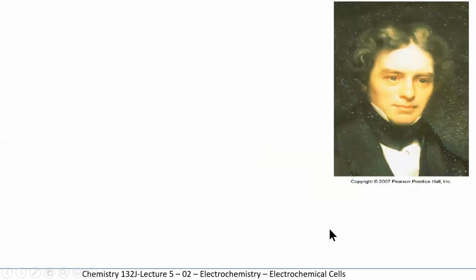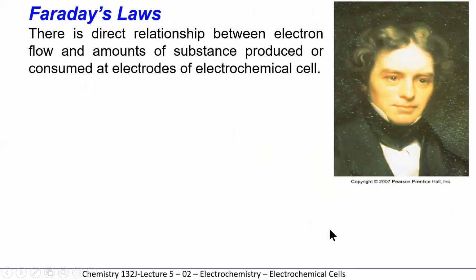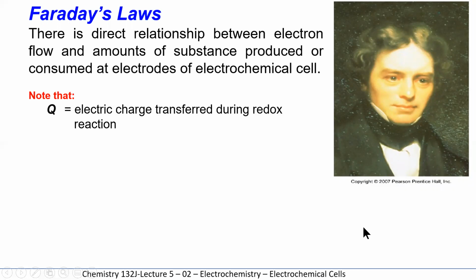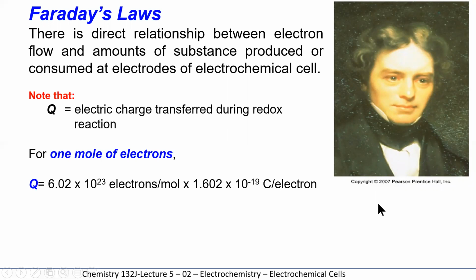So now, Michael Faraday, a gentleman who worked in this field, established a mathematical relationship between the electrons that flow in a galvanic cell. So we're going to solve some problems here using some of the concepts that Faraday developed.